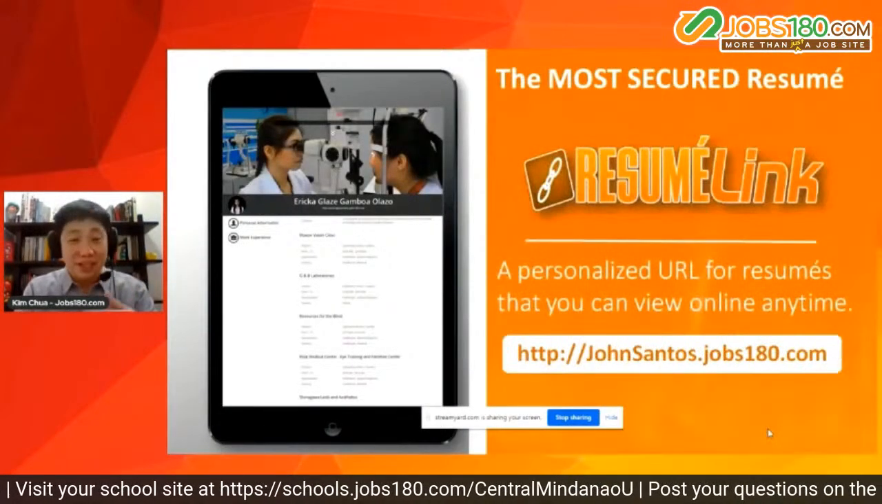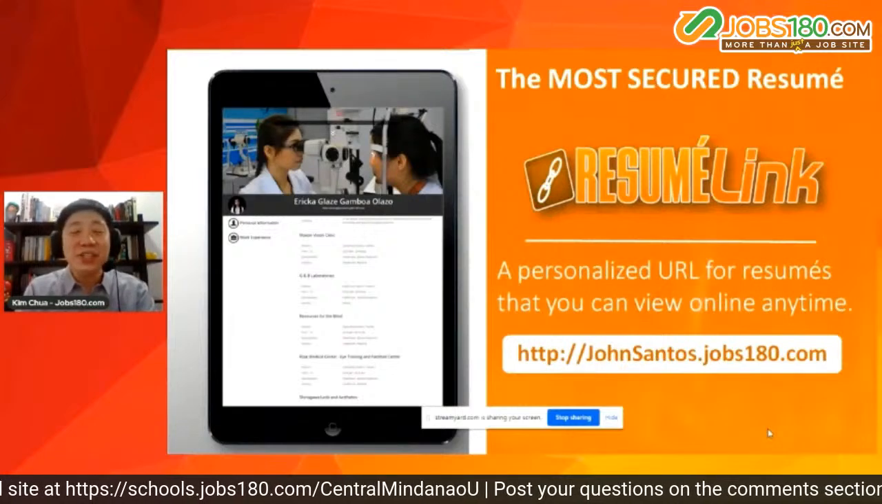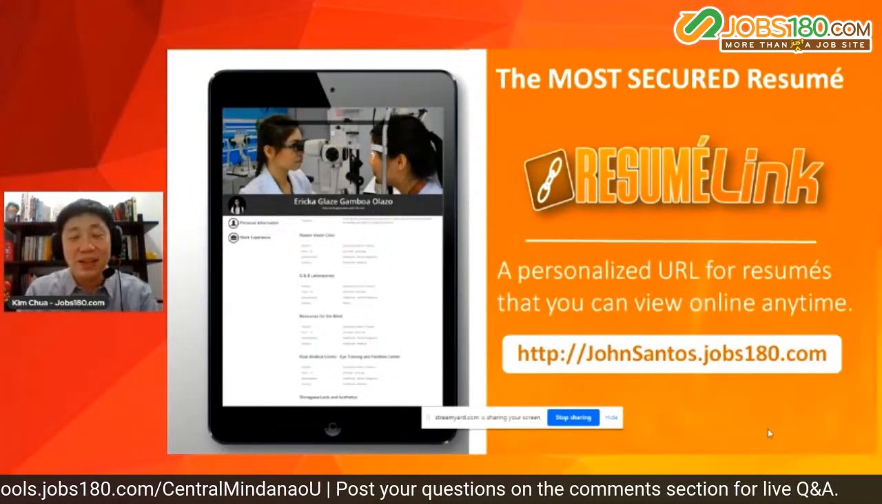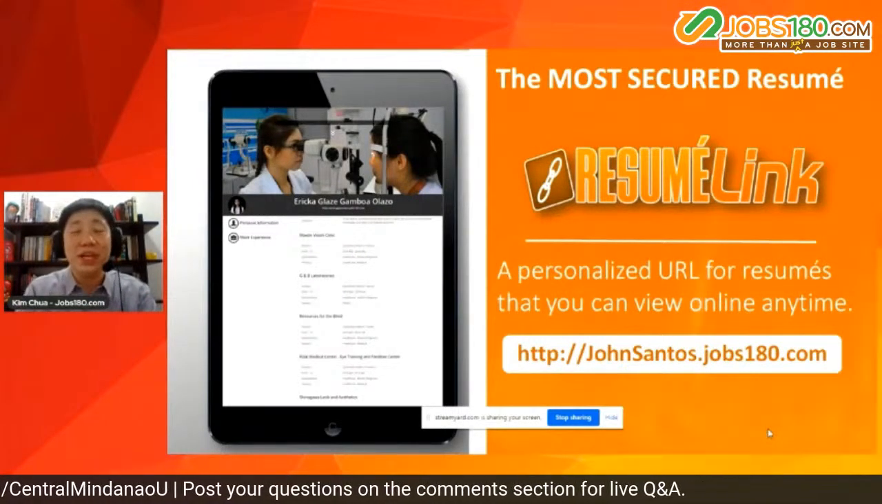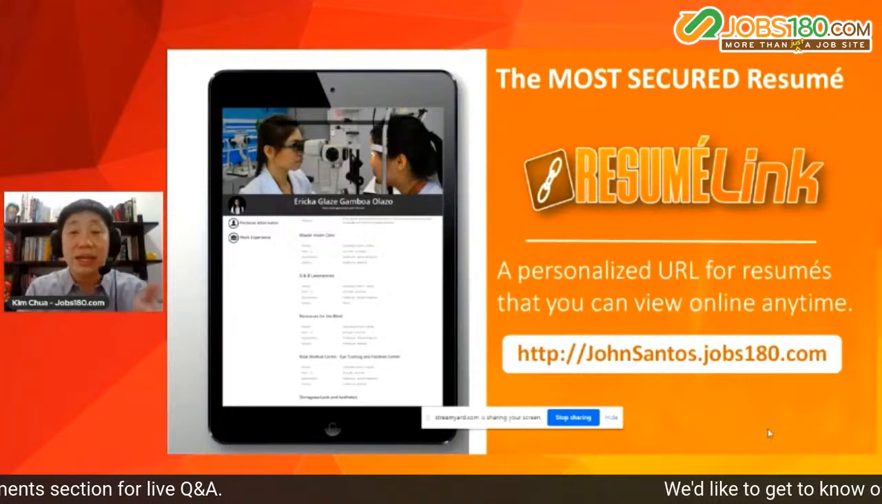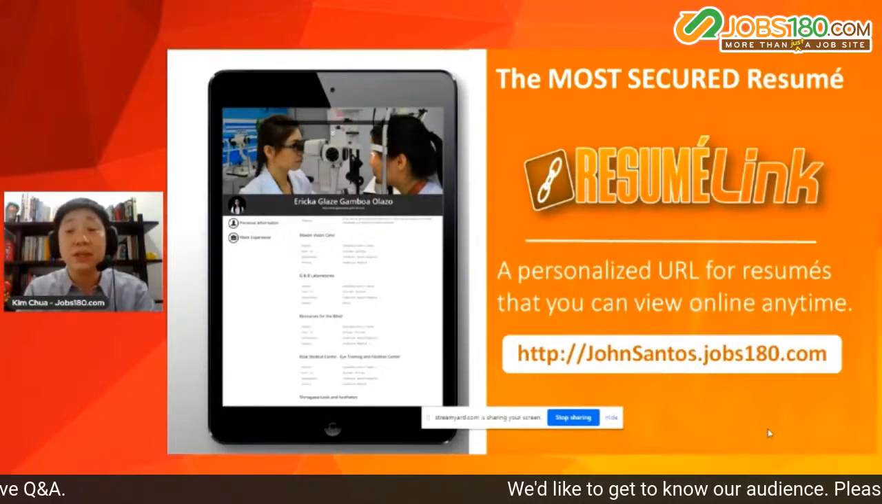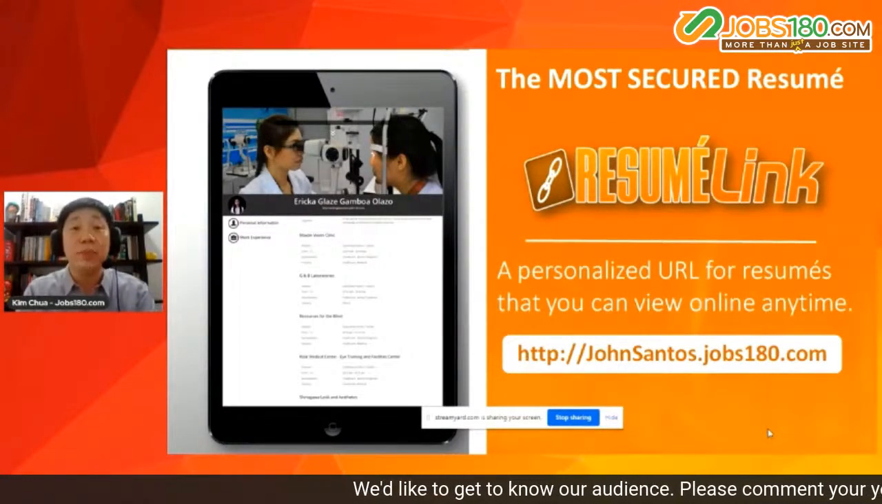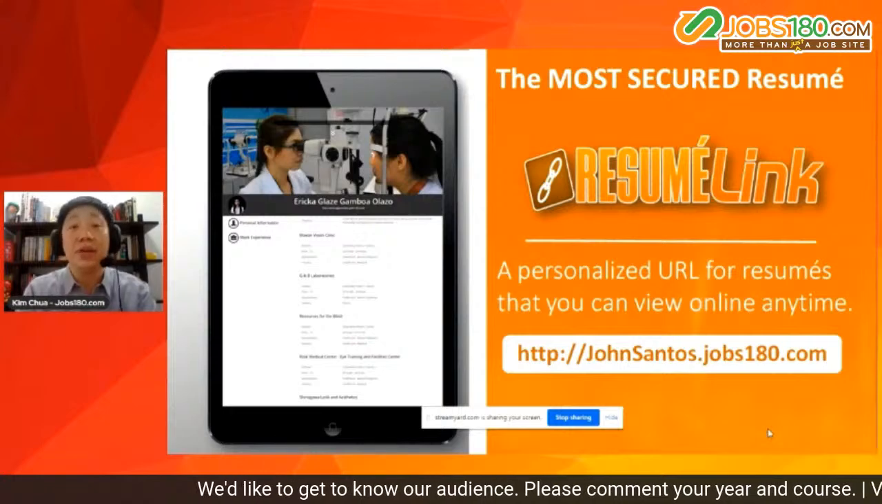Let me go through the next slides. This is what we call the resume link, a personalized URL that anyone can open online anytime. I will use an example so you can relate. If you are John Santos, your resume link can be johnsantos.jobs180.com. That simple. And that is your resume link.